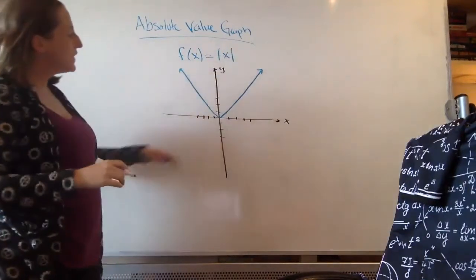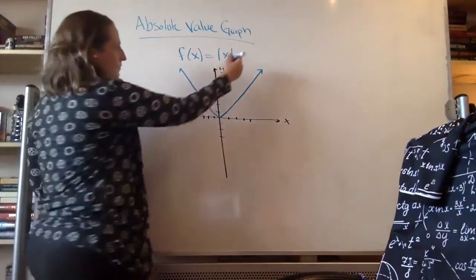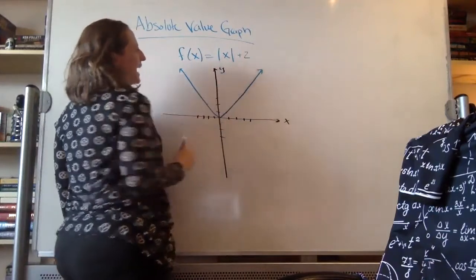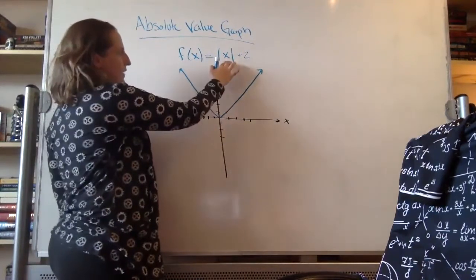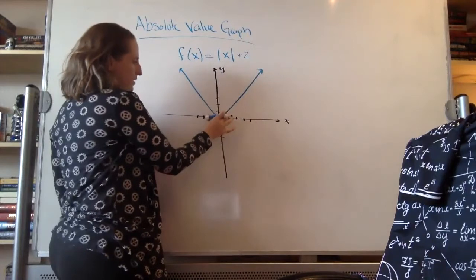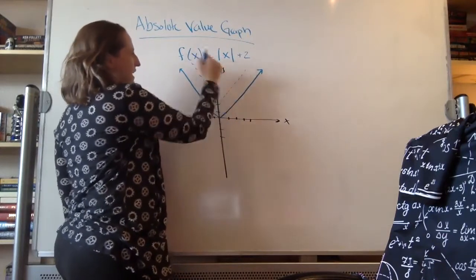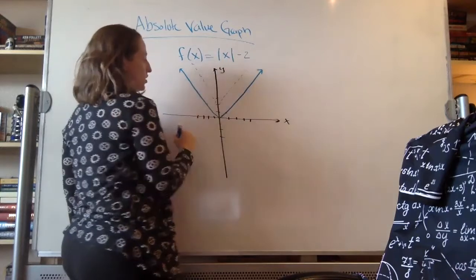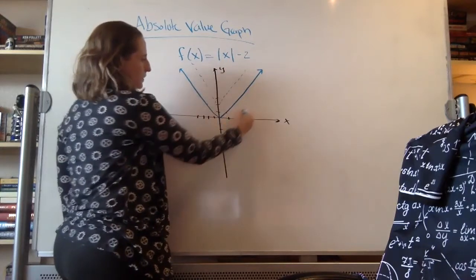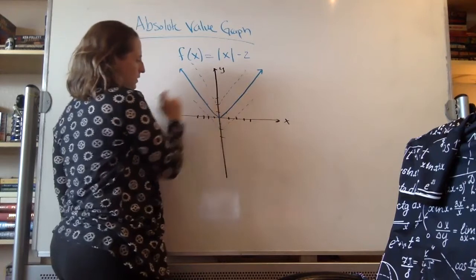If I want to move this up and down, I'm going to add or subtract outside of the absolute value. So absolute value of x plus 2 would pick this graph up and move it up 2. If I did absolute value of x minus 2, it would pick this graph up and move it down 2.